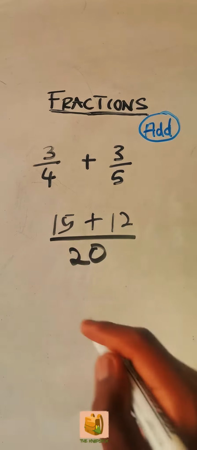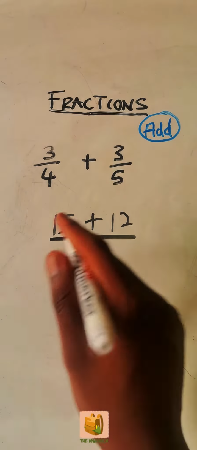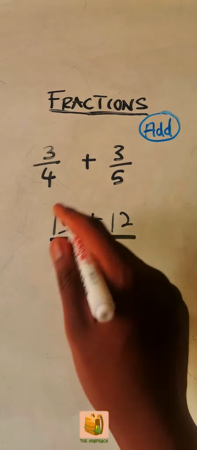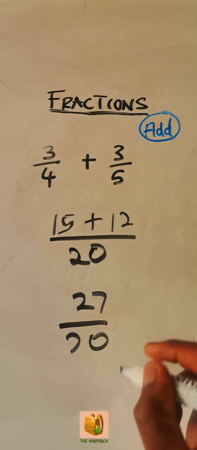Then we add, what do we get? We're 15 plus 12. That gives us 27 over 20.